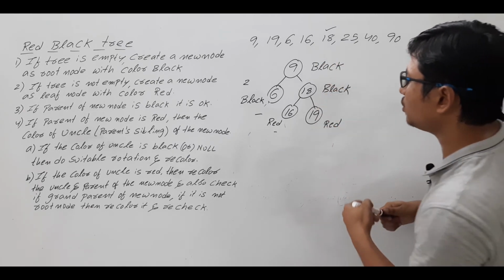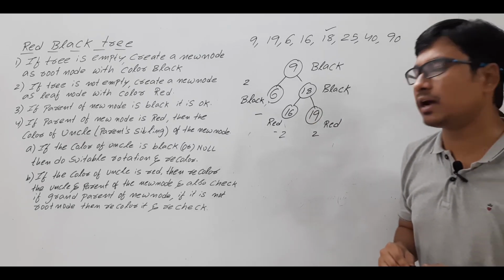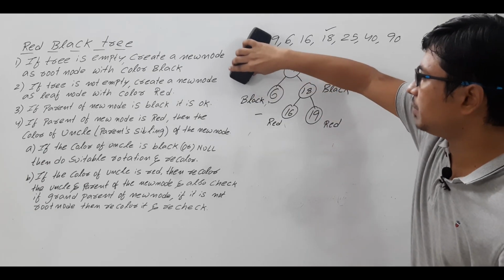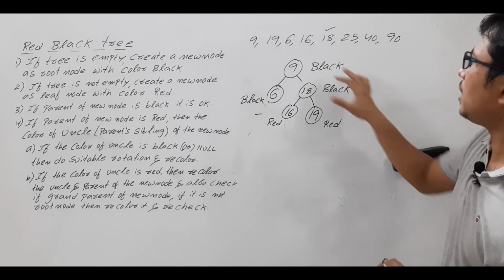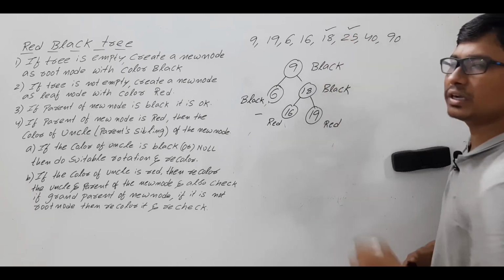Now how many black nodes? 2 black nodes. Here also 2 black nodes. So the same number of black nodes are there. So I can say that it is satisfying the red black tree properties. So we have successfully inserted up to 18. Now I want to insert 25.